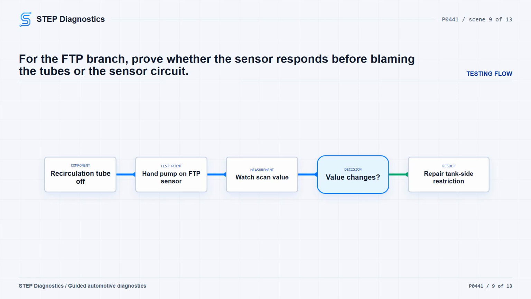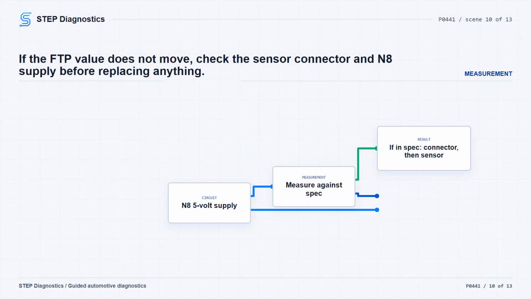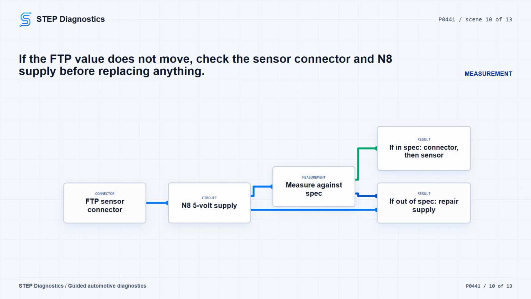If the sensor value does not change, disconnect the fuel tank pressure sensor connector, turn the ignition on and measure the N8 5-volt supply circuit at the sensor connector. The voltage should be between 4.9 to 5.1 volts. If it is in that range, verify good pin terminal contact at the connector. If the connector is good, replace the fuel tank pressure sensor, then rerun the forced monitor. If the 5-volt supply is not between 4.9 to 5.1 volts, repair the N8 5-volt supply circuit for an open or high resistance, then rerun the forced monitor.